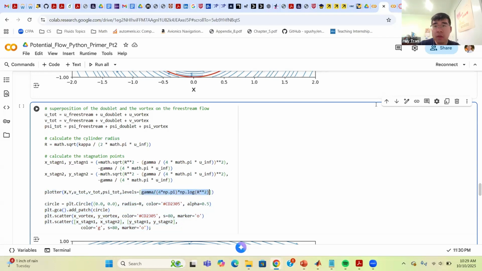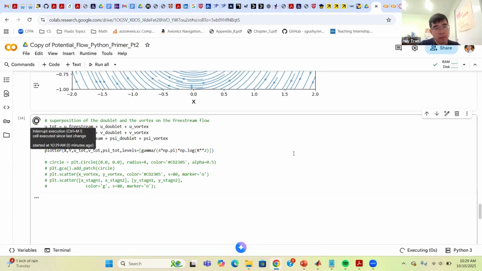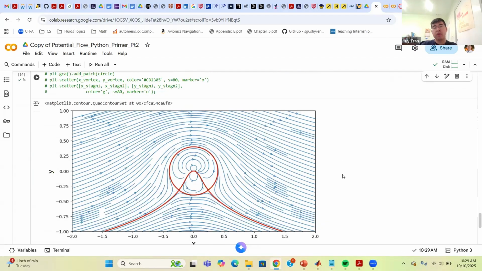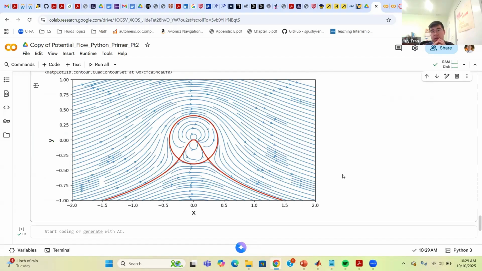So here it is. As you see, gamma divided by 4 pi times log of r squared. R was calculated earlier because it's the same cylinder. The cylinder hasn't really changed, it's just the flow field that's changing. So boom, there you go. Our contour line is now showing the cylinder surface.